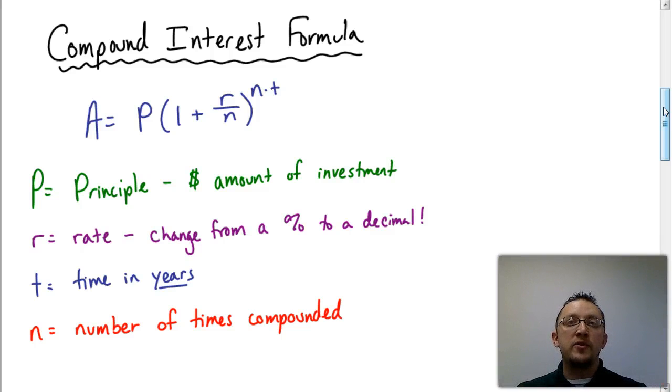Well, like I said, the P represents your principal. That's going to be the amount of your investment, so that's going to be your dollar amount. Anytime in your story problem, if you see the dollars being given to you and that's the amount that you're investing, that's your principal.